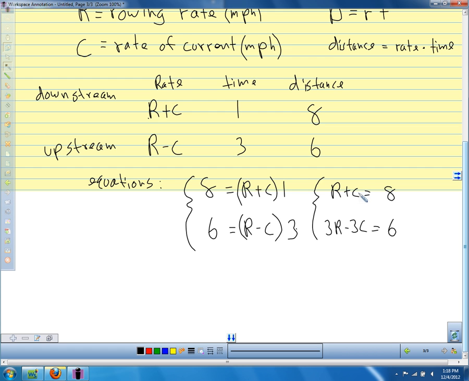Multiply the top by 3. I'm going to write that out here in the margin. So multiply this one by 3. So I get 3R plus 3C equals 24. For the bottom one, I have 3R minus 3C equals 6.